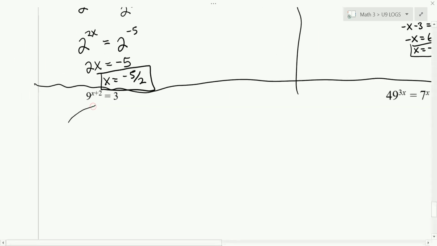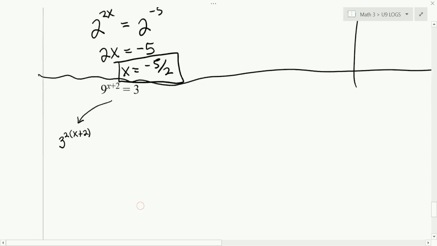So I think most of us chose base 3, and if you do that, you're going to change the 9 to 3 squared. But be careful. When you change it to 3 squared, that new exponent, that 2, you're going to have to multiply with the old exponent, the x plus 2. And I have to put the x plus 2 in parentheses because I'm going to distribute that 2 to both parts. Okay? And that's equal to 3 to the power of 1. So now when your bases match, then you can assume that the exponents must be equal to each other. And so I could ignore the bases or drop the base and write 2 times x plus 2 is equal to 1. Or 2x plus 4 is equal to 1.